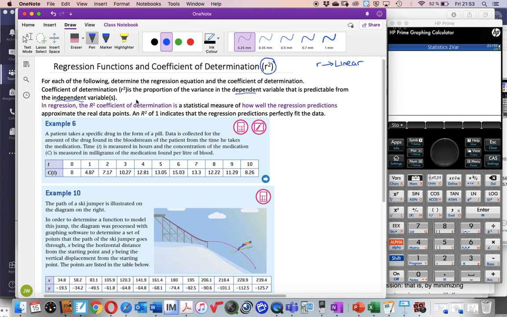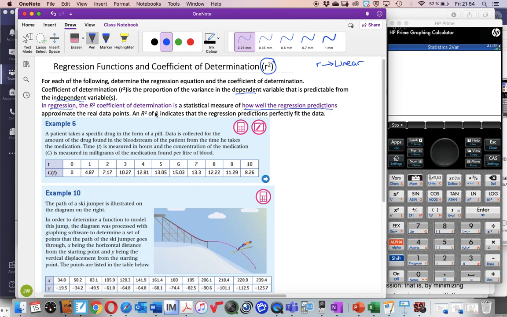Another explanation for it is in the context of regression, which is what we're doing, right? Regression means using the calculator to find the function of best fit. R squared basically shows us the percentage that is fit by the regression function. So it's basically how well our function fits.